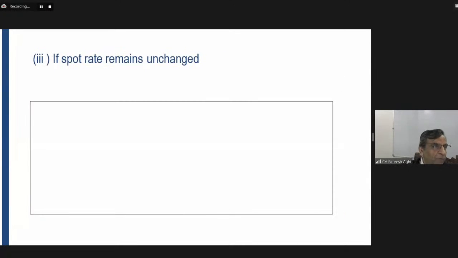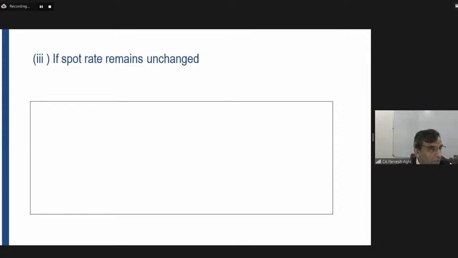Then the last part, if the spot rate remains unchanged. Now, if the spot remains unchanged, what will happen? Will he make a gain or will he make a loss? Just think: if the interest rate differential is showing that the pound is going to appreciate by 3% per annum, roughly about 1.5% for the 6 months, then another way we can say is that the Canadian dollar is going to depreciate by 1.5%.